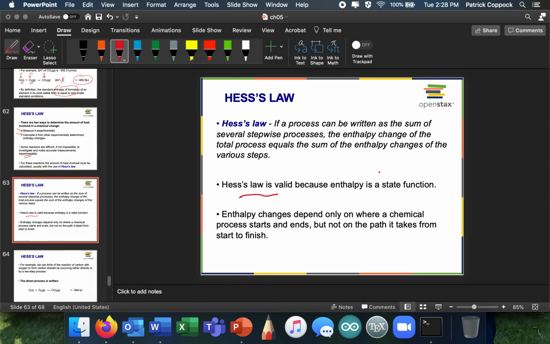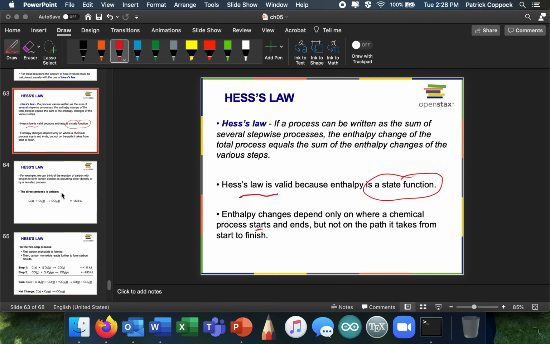Hess's law is valid because enthalpy is a state function, so it doesn't really matter how we get from the bottom of the mountain to the top of the mountain. Since it doesn't matter, we can consider it any way we like. Enthalpy changes depend only on where a chemical process starts and ends, but not on the path it takes from start to finish. That's because it's a state function.